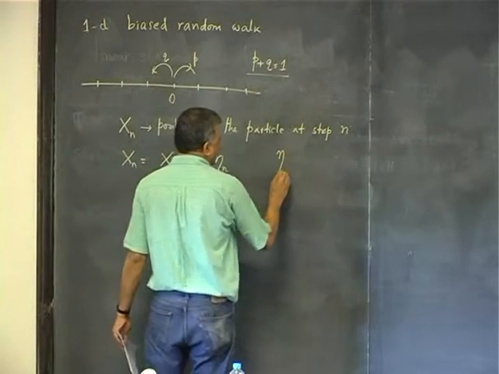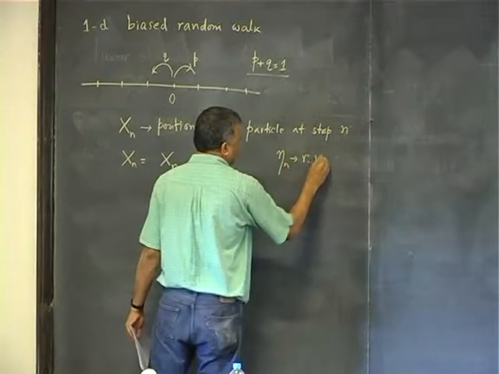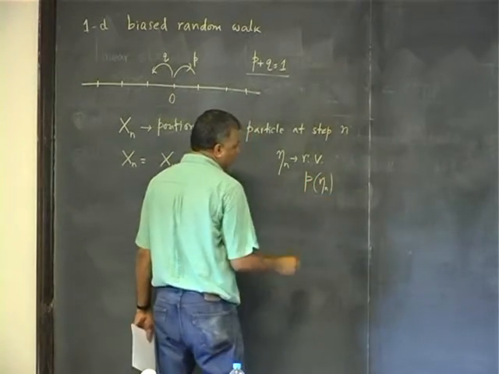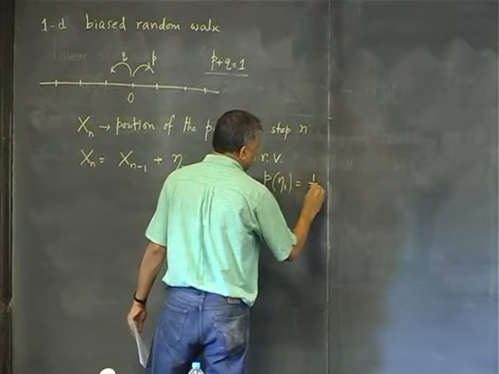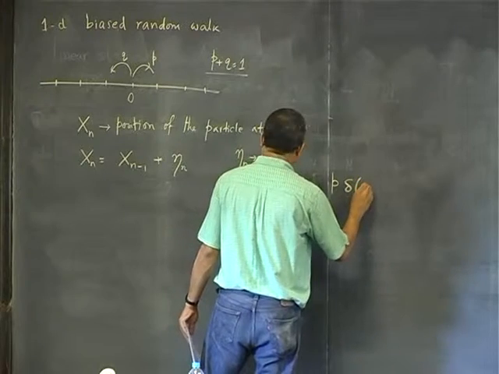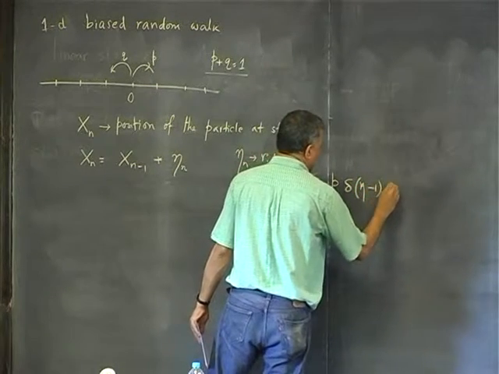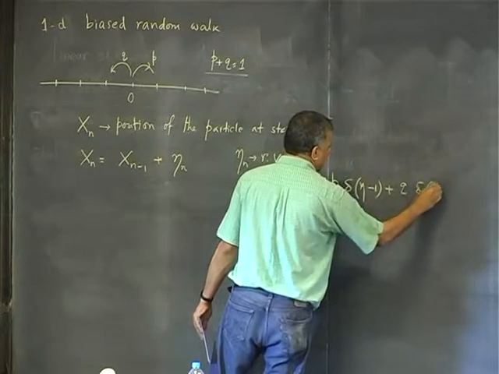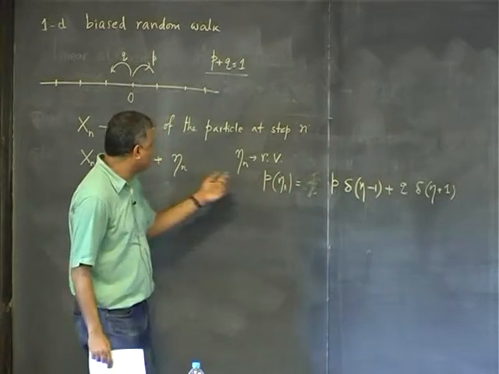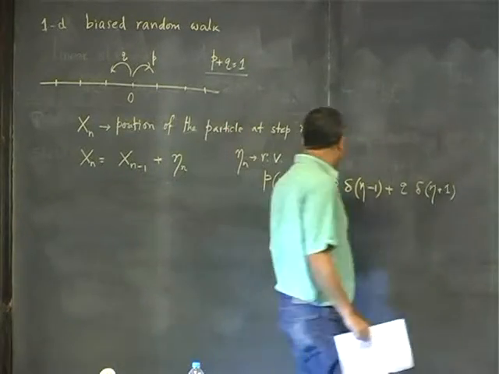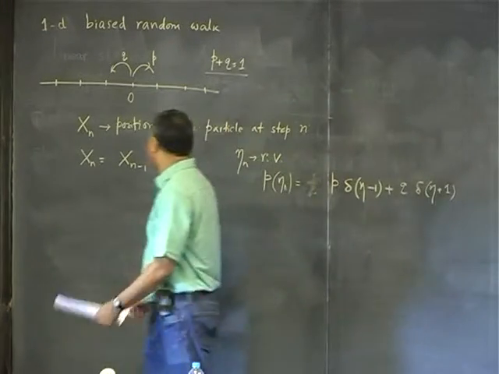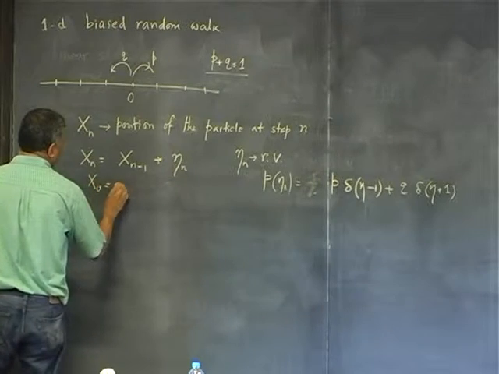So this eta_n is a random variable. And what is the distribution of this eta_n? Since I'm taking a binomial random walker, in general, with probability p, it's eta equal to plus 1, and with probability q, it's eta equal to minus 1. So this just says that the distribution of the noise is either plus 1 with probability p or minus 1 with probability q. So it's just this picture here. Okay? And you started with x_0 equal to 0.